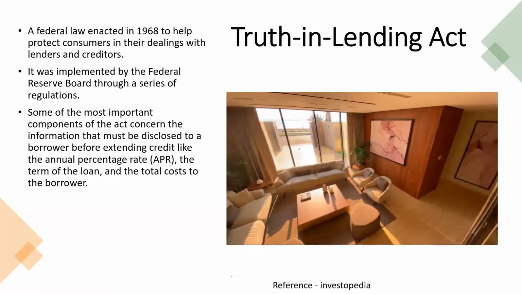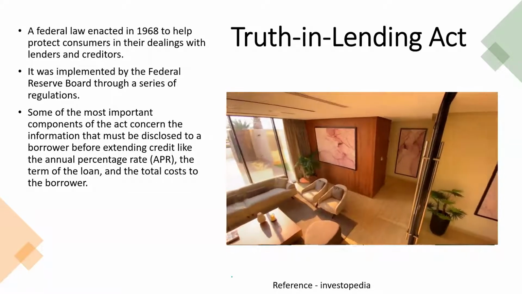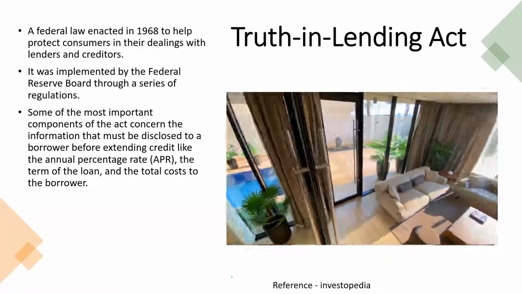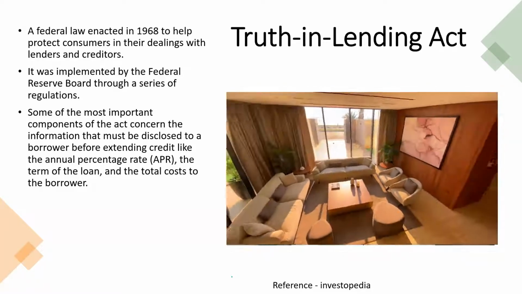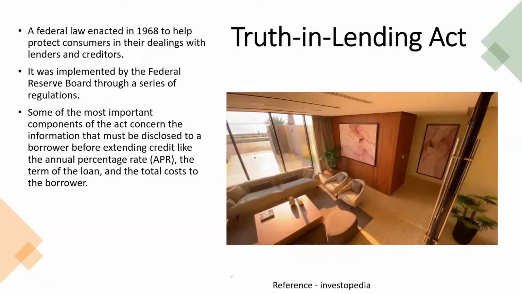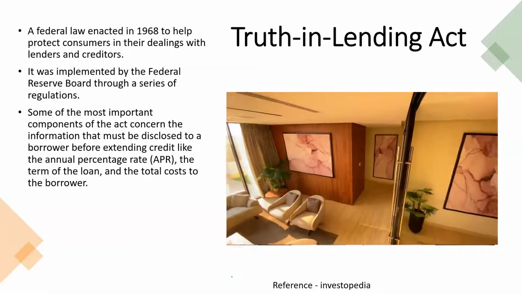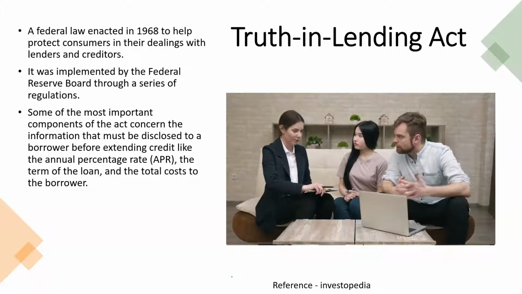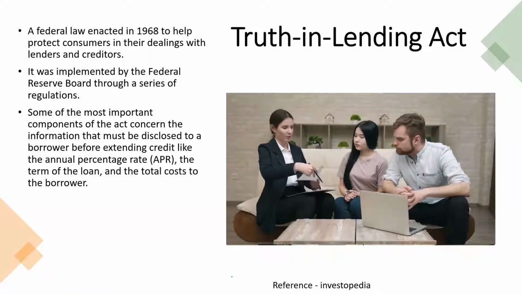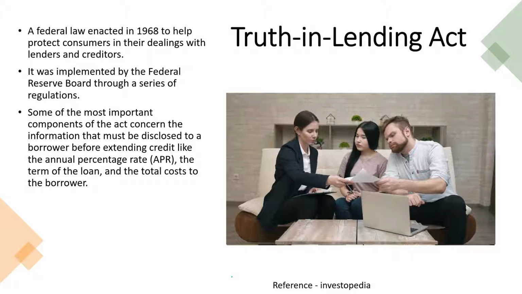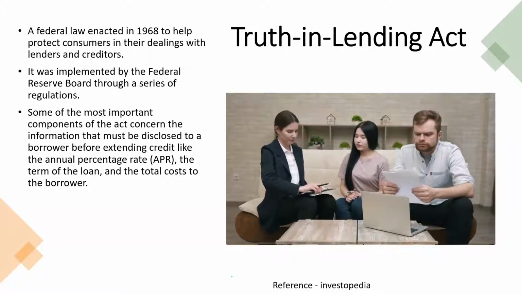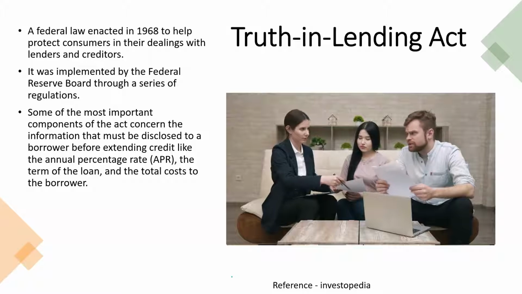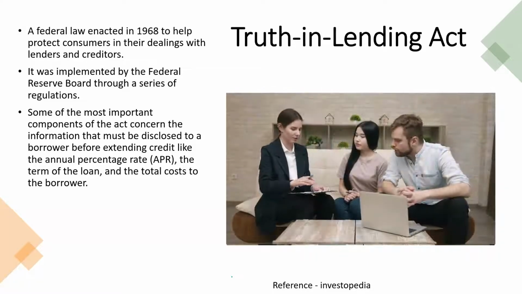Some of the most important components of the act concerned the information that must be disclosed to a borrower before extending credit, like the annual percentage rate or APR, the term of the loan, and the total costs to the borrower. So when we're thinking about our comparisons, there's no one number when we're trying to shop around and compare apples to apples, the same thing to the same thing, when we have different financing options. But the more standardized the process is, the more standardized the loans are, the easier it is for us to compare one thing to the other.